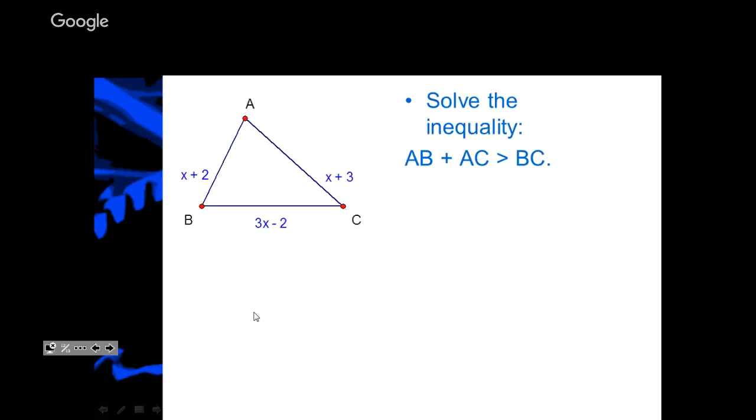All right. And then we get this. Solve the inequality. AB plus AC is greater than BC. All right. So we'll plug our things in. X plus 2 plus X plus 3 is greater than 3X minus 2. 2X plus 5 is greater than 3X minus 2. And so we get 5 is greater than X minus 2. So X is less than 7. All right. Does that mean all answers less than 7 are going to work? No. But anything that is less than 7 does make this inequality possible.